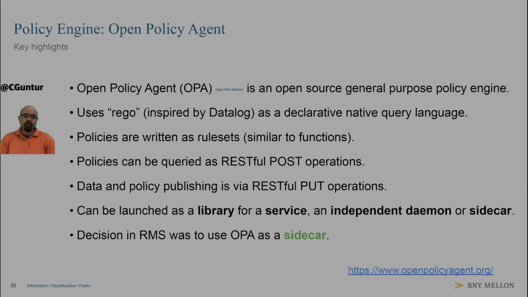The third and most important decision we had to make was that of a policy engine. We decided to use Open Policy Agent, which is an open source general purpose policy engine. It uses Rego formats, which are very similar to Go language. They are a declarative native query language. Policies are written as rule sets. Rule sets look very similar to functions.